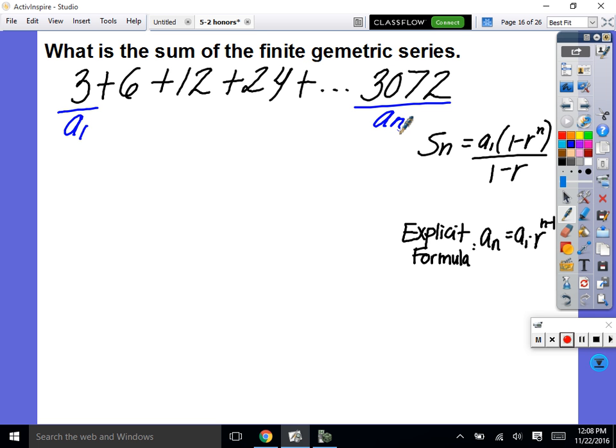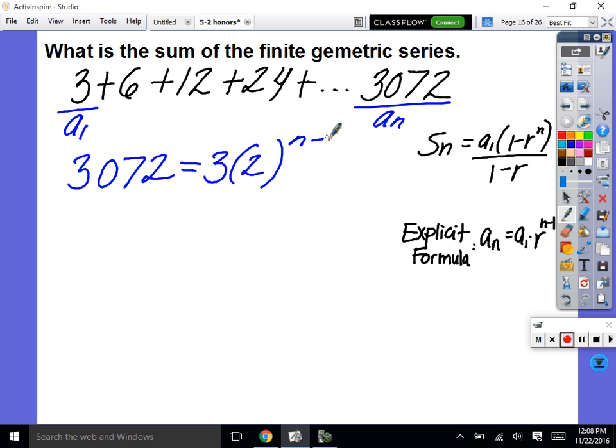So everybody, let's think through how we can think through this. Okay, so we will use our explicit formula and plug in what we know. So we know a sub n is 3,072. So that's equal to a sub 1, which is 3, and then we have times r. What's our common ratio here? Are we multiplying by 2? 2 raised to the, now we don't know what n is, so we'll say n minus 1. Okay, solve for n. Divide by 3, what is that?